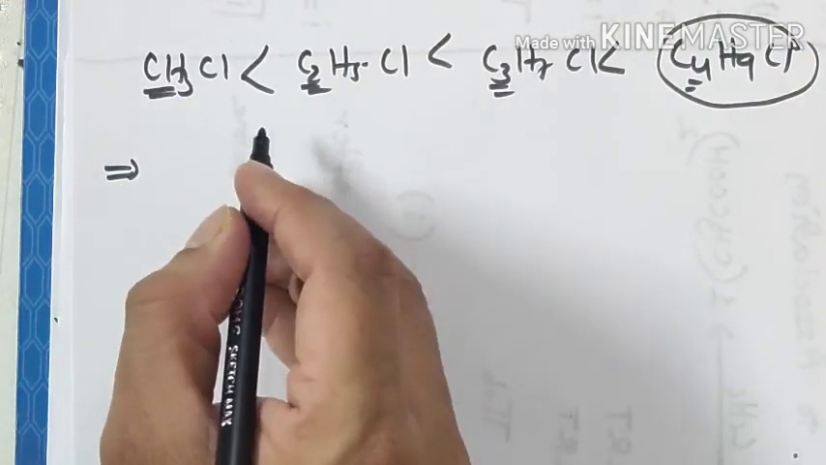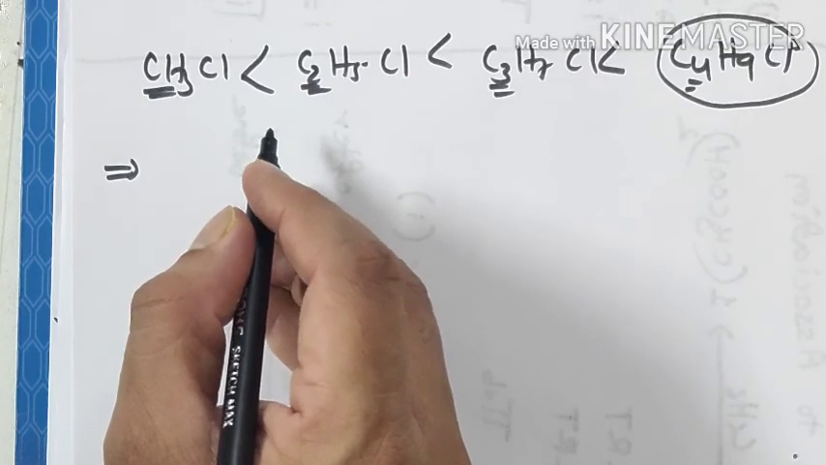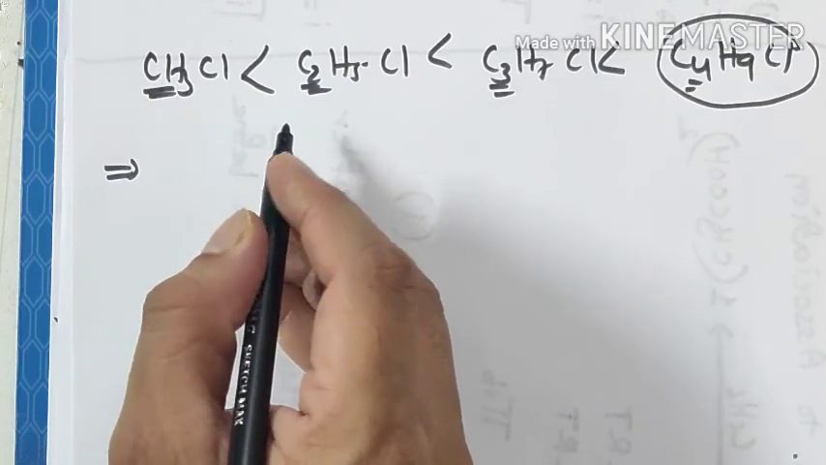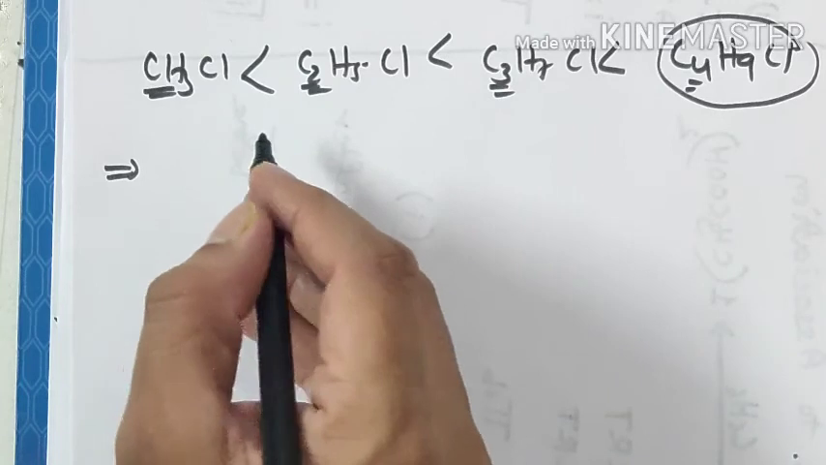What happens if I have isomeric halides?